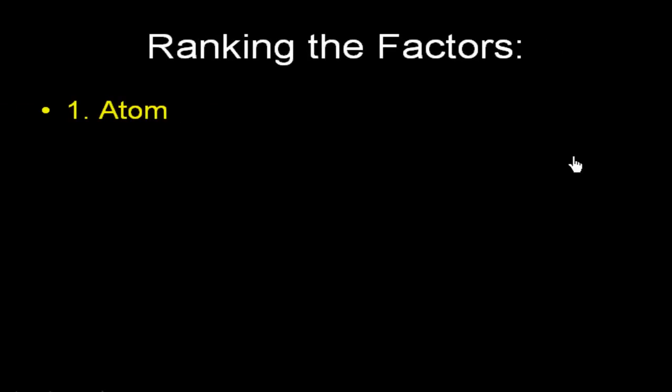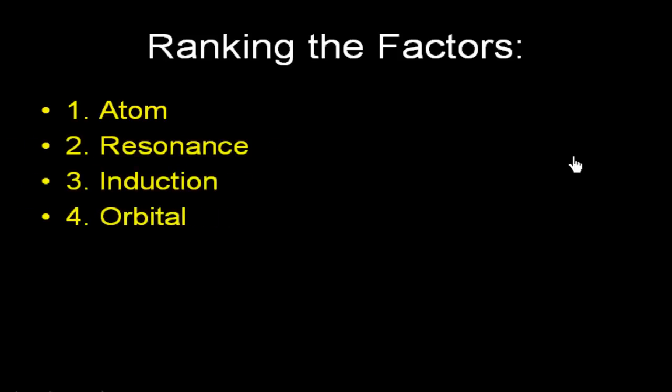Now, ranking the factors. We discussed four factors: atom, resonance, induction and orbital, and the ranking of the factors is the same as we discussed. We have to see first atom, then resonance, then induction, and then orbital. If I have a conflict between resonance and atom, we have to see the atom first. If I have a conflict between resonance and induction, we have to give priority to resonance. If I have a conflict between orbital and induction, we have to give priority to induction. So this is the priority order. I have to give first priority to the atom and the last priority to the orbital.